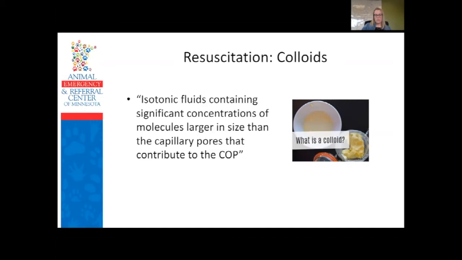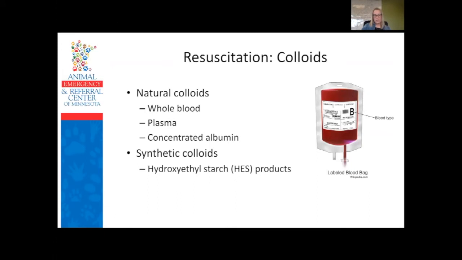Our other option that we have to reach for are colloids. So colloids are isotonic fluids, so they are isotonic, but they've got significant concentrations of really large molecules that are bigger than the capillary pores that contribute to the colloid oncotic pressure. And when we think about our colloids, we have both natural and synthetic colloid options. So our natural colloids are basically our blood products, our whole blood, our plasma, our concentrated albumin, and they achieve their contribution to colloid oncotic pressure due to the proteins that are present within these solutions.